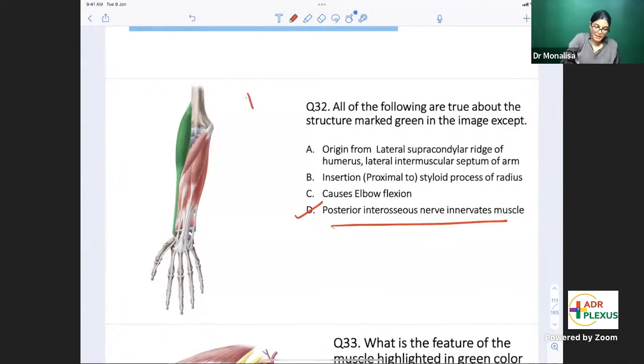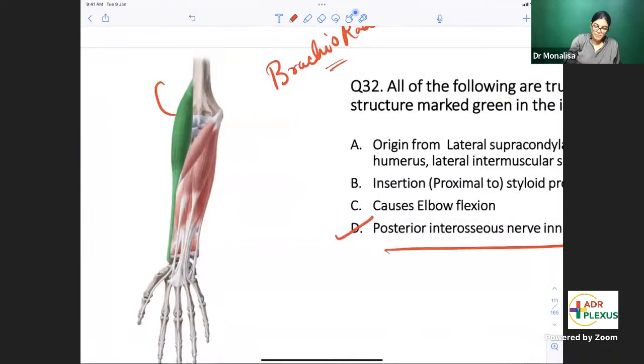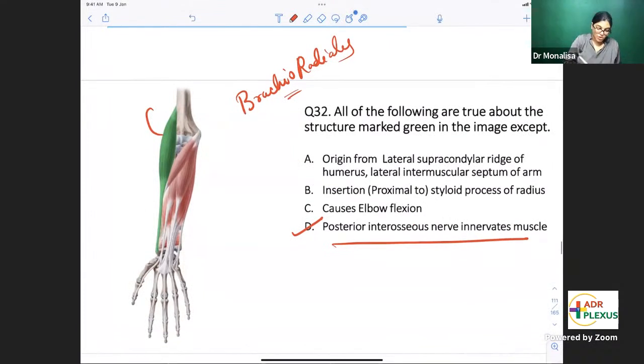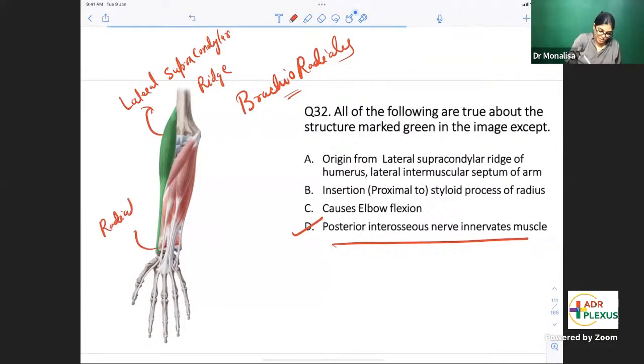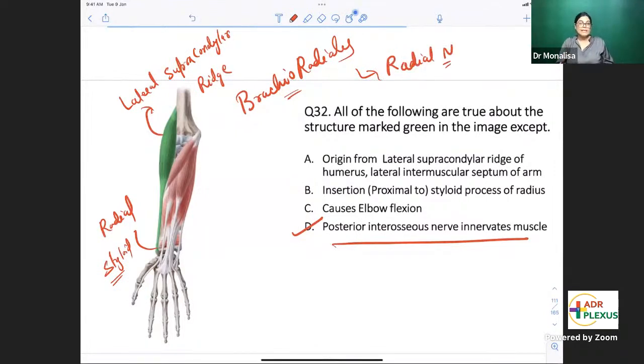What is the nerve supply of brachioradialis muscle? Why is it brachioradialis muscle? Because it is originating from the lateral supracondylar ridge, and it is inserting into the radial styloid process. So it is brachioradialis muscle, and the nerve supply of brachioradialis is directly the radial nerve. It is not getting innervation from the posterior interosseous nerve.